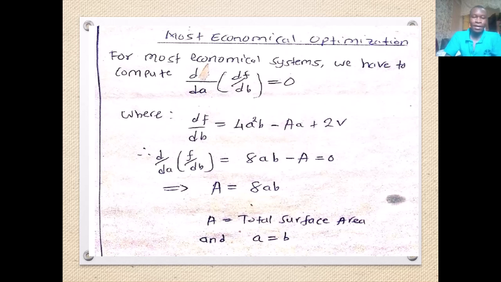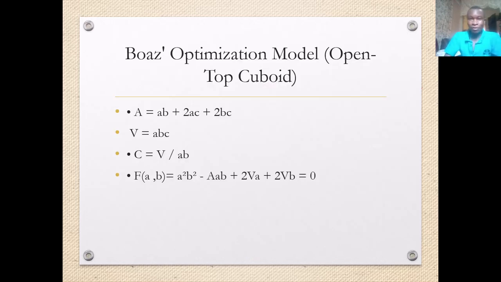And then we are going to have there a is equal to b. For the most economical system of our cuboid models, a is equal to b. That means length is always equal to the width. We are going to see how it can be proved. For now, let's go ahead and look at the open system.